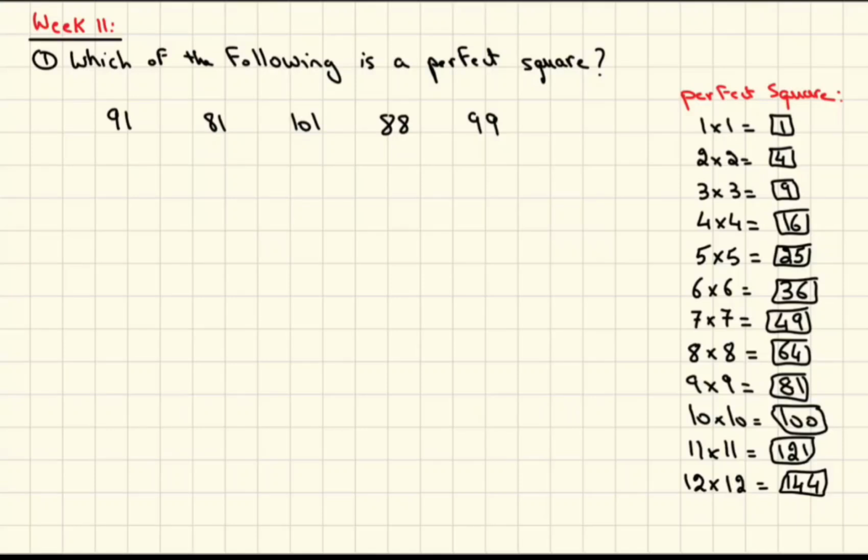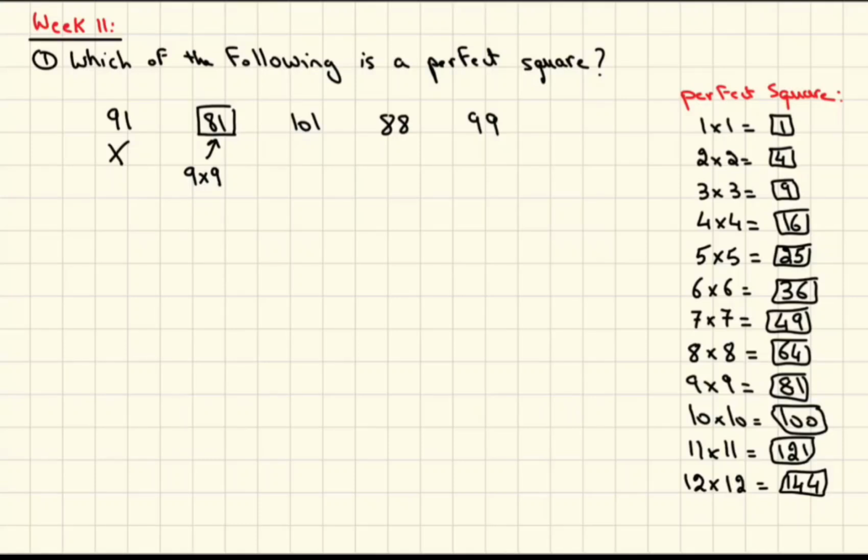If I'm doing this in the exam, I try to remember from the multiplication table. Is there a number multiplied by itself that gives me 91? No. What about 81? Yes, I know that in the multiplication table 9 times 9 is 81, so 81 is a perfect square. Now what about 101?